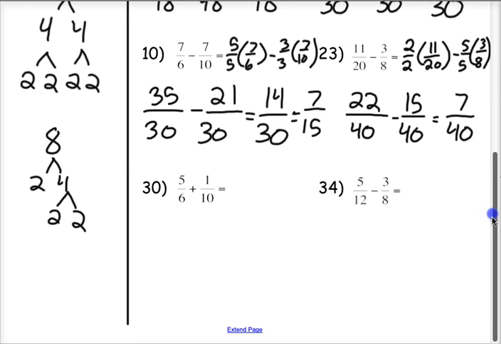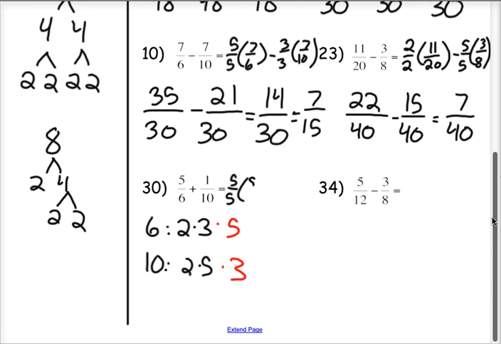Moving right along to our next example. Again, let's look at 6 and 10. Well, 6 is 2 times 3. 10 is 2 times 5. So it looks like the 6 is missing a 5, and the 10 is missing a 3. So that's what we're going to have to multiply by in order to take care of these denominators. So the 6 we said is missing a 5, so I'm going to multiply by 5 over 5. And we said the 10 is missing a 3, so I'm going to multiply that by 3 over 3.